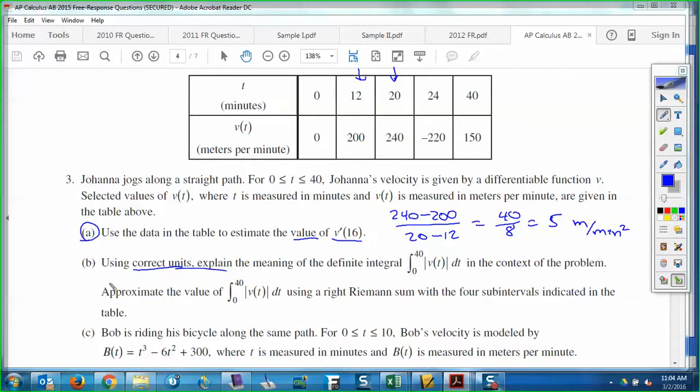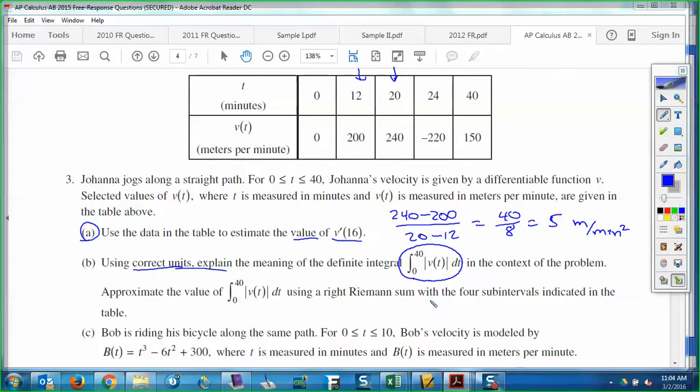All right, but that's not the one I really want to do. I want to do part B. Using correct units, explain the meaning of this definite integral in the context of the problem. The integral from 0 to 40 of the absolute value of velocity. We've talked about it within the last month, I know. What is it when you do the absolute value of velocity? Speed. It makes all of those velocities positive. And what is it when you do the integral of that?